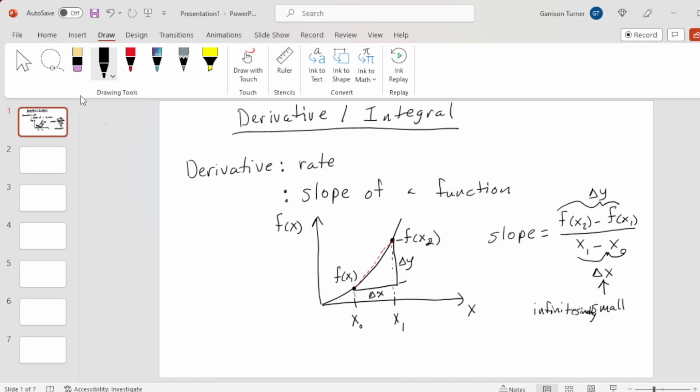Okay, we want it to be infinitesimally small. So what that means is we want to bring x1 as close to x0 as we possibly can, until they're an infinitely small distance away from each other. And then I want to evaluate the function through those 2 points. And if we do that, let's zoom in.